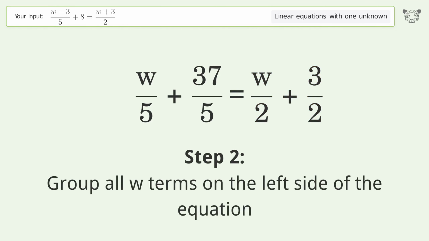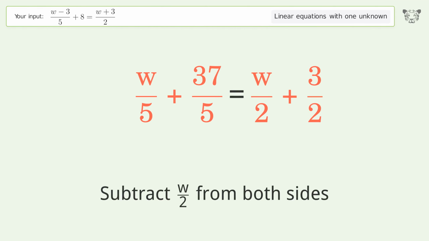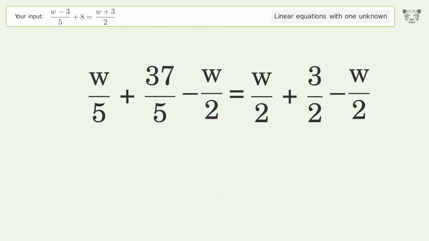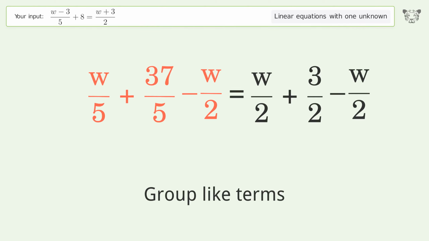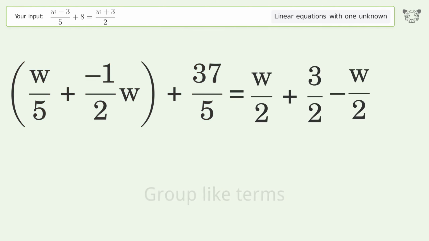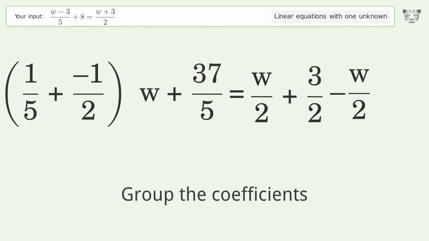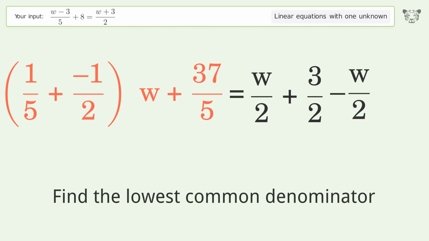Group all w terms on the left side of the equation. Subtract w/2 from both sides. Group like terms. Group the coefficients. Find the lowest common denominator.